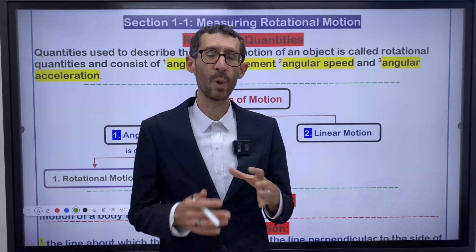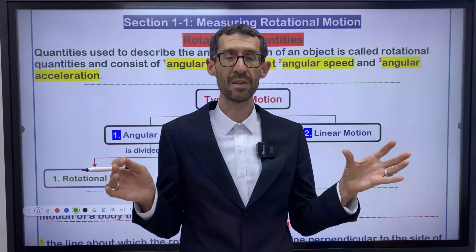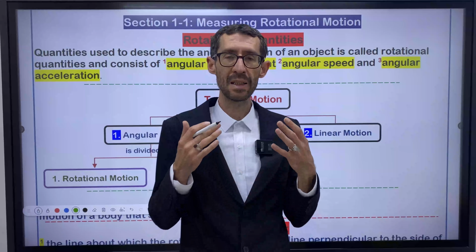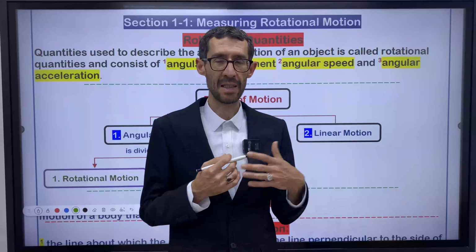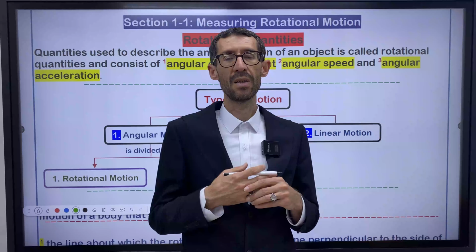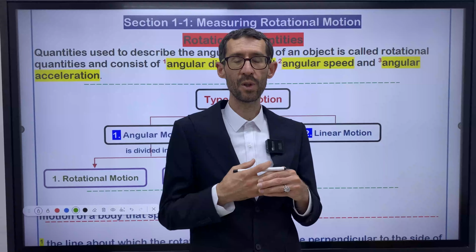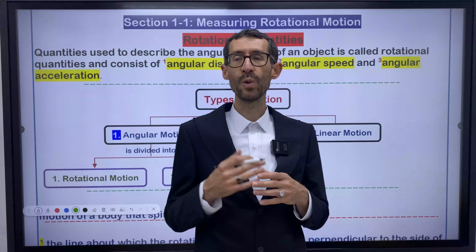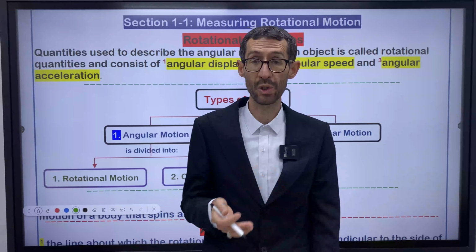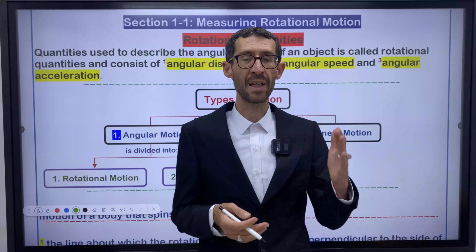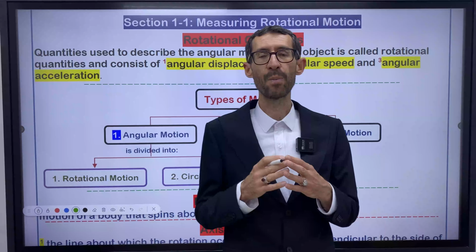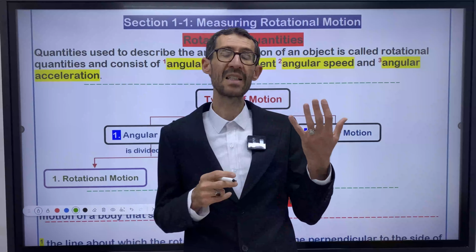We focused only on the straight line, right? We focused on the motion on the straight line. But this year, which is the last year of your studying, the last year of high school, you are in grade 12. That's why you read an advanced type of motion, which is called rotational motion, or rotational and circular motion together, right? So every type of motion needs its quantities.